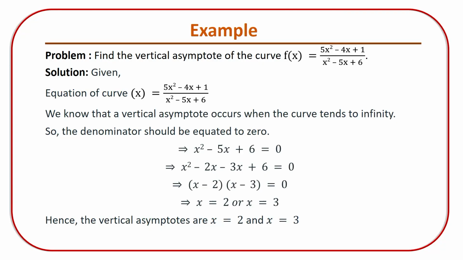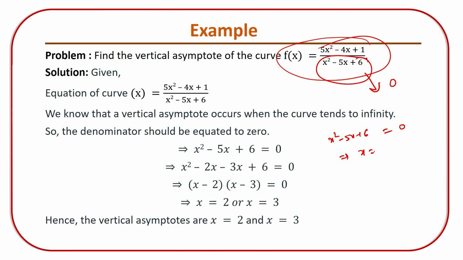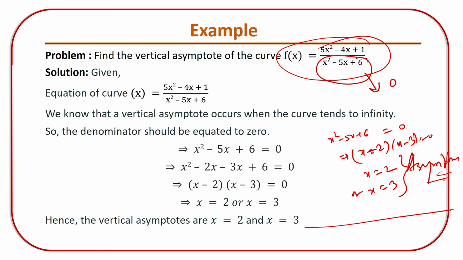Now here, find the vertical asymptote for the given curve f(x) equal to 5x square minus 4x plus 1. So I will do the same thing. Firstly, I have to equate this denominator to 0. So x square minus 5x plus 6 equal to 0. This will give me x minus 2 into x minus 3 equal to 0, and x equal to 2 or x equal to 3. Both these lines are asymptotes. The vertical asymptotes, since x equal to something is a vertical asymptote, isn't it?